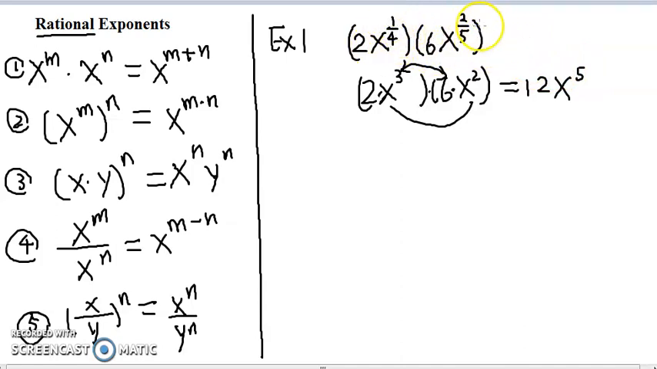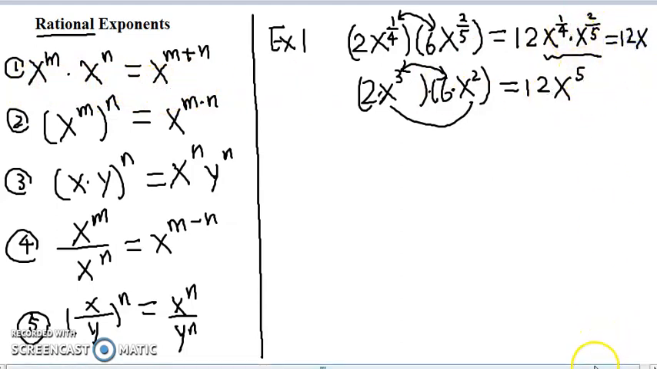Even if we have fractional exponents, these formulas still work. So we can switch x to the 1/4 and 6 to put 2 and 6 together. We multiply them: 2 times 6, 12. And then we're going to multiply x to the 1/4 times x to the 2/5. Notice that these two have exactly the same base x, with different exponents, 1/4 and 2/5. And that fits exactly the first formula. We can keep the base x and add the exponents.